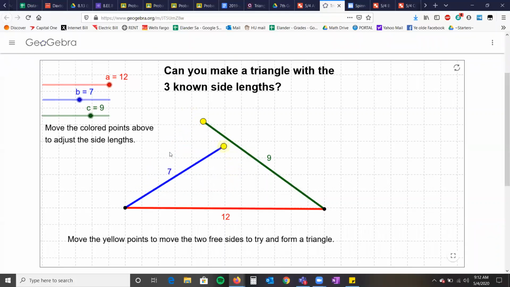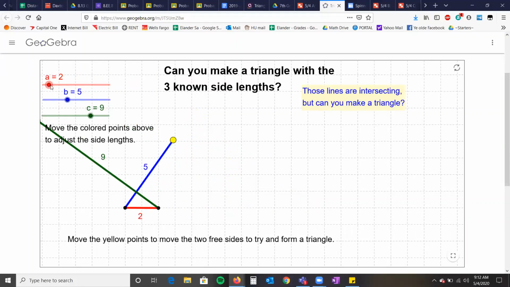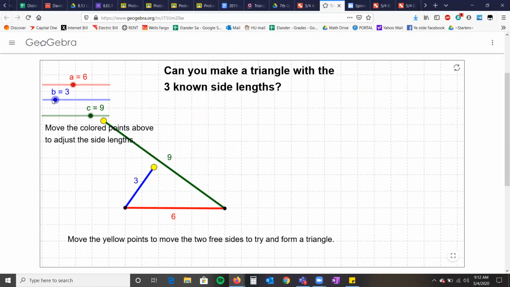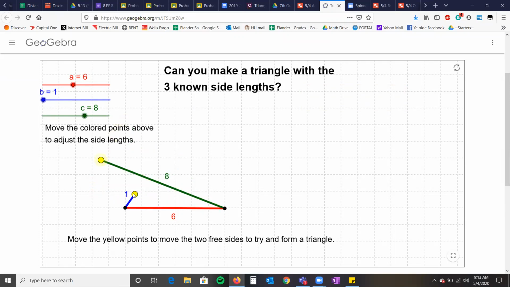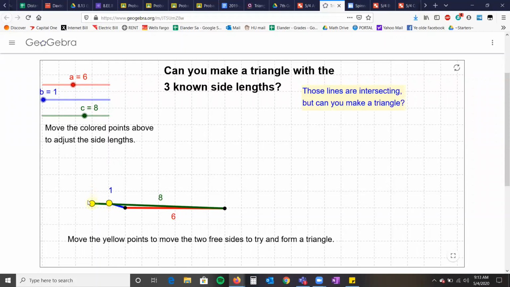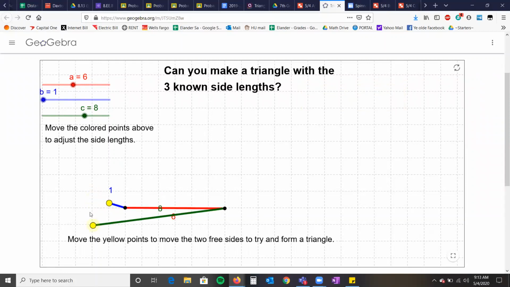Okay, and so I can change these lengths. I can say, okay, 6, 1, and 8, and see if I can make it into a triangle. So this one says, yeah, the lines are intersecting, but that's going to be sticking out past, right? So maybe I could try to make that go really far, but it doesn't look like it'll work, right? I can't make it into a triangle.